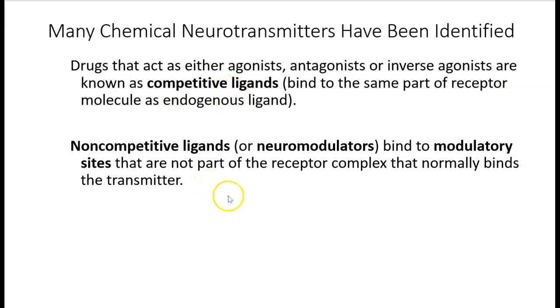A non-competitive ligand is sometimes called a neuromodulator. And these are similar to, if you remember, allosteric inhibition, but this isn't allosteric inhibition. It's similar, but not exactly like it. In this case, it's a ligand that binds to some other site on that receptor that will change the way the receptor can interact with a neurotransmitter. So we'll get into a few specifics on this as we go.